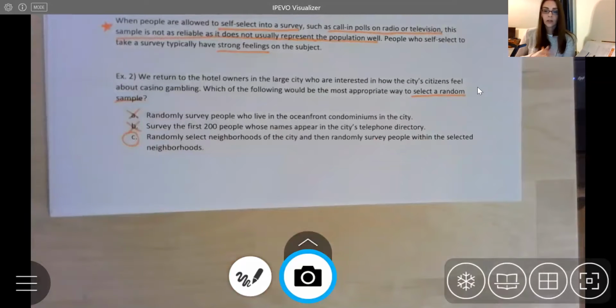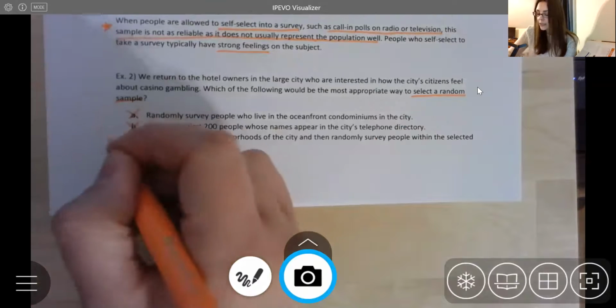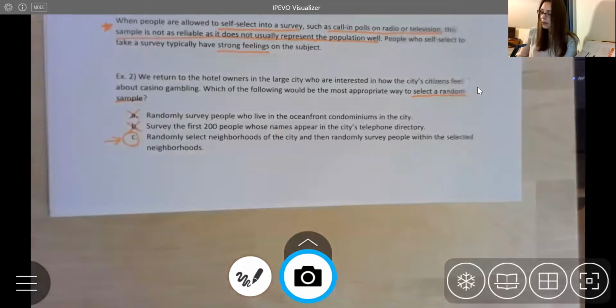So first you're selecting your neighborhoods, and then within those neighborhoods, you would again randomly select the people there as well, because likely you cannot survey every single person even within a neighborhood. So this is your best option here to find a sample in this case.